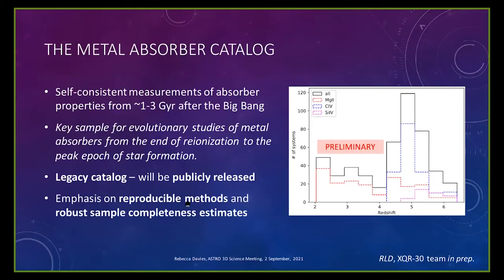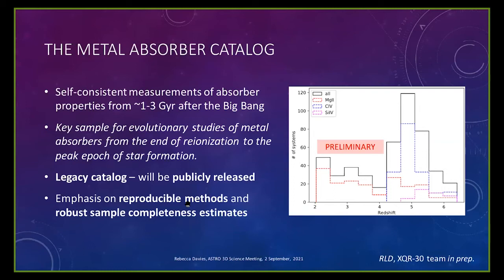Because our catalog contains absorption systems spanning such a wide range in redshift, it actually enables us to make self-consistent measurements of the typical absorber properties across more than 2 gigayears of cosmic history. This is really important for evolutionary studies because if you have a single sample, it alleviates systematic errors that could be introduced when comparing measurements based on different data sets or analysis methods. Therefore, the XQR30 metal absorber catalog is really a key sample for evolutionary studies of metal absorbers from the end of reionization to the peak epoch of star formation.